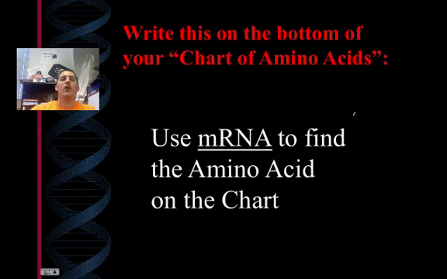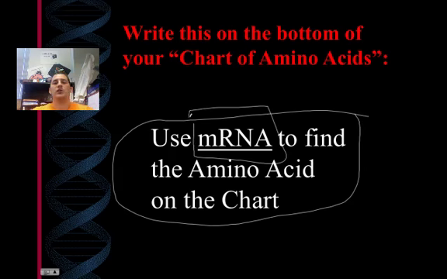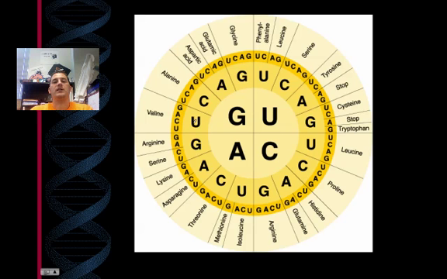So now that we have our tRNA and our mRNA, we're going to use what's called an amino acid chart. And we're going to use mRNA. On your amino acid chart that's being passed out, you should write use mRNA. You're going to have one or two. You're going to have one that looks like this, which to me is the easiest, but I'm going to teach you both so you know how to use them.